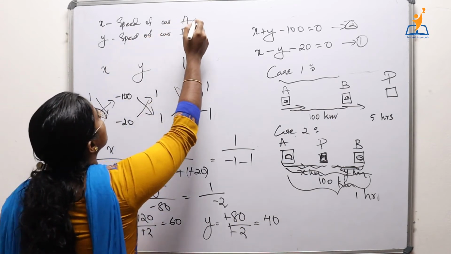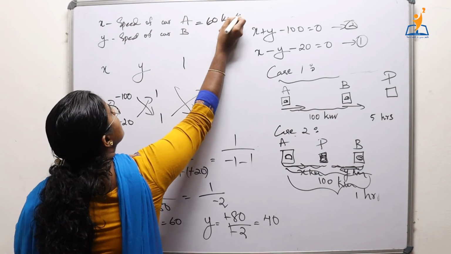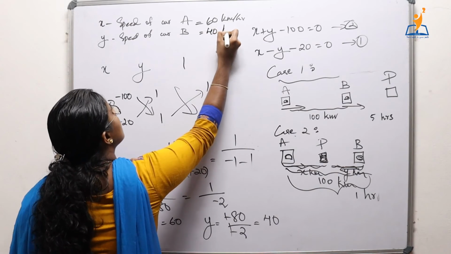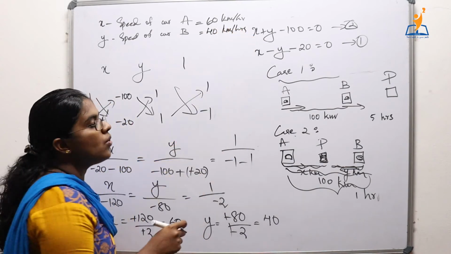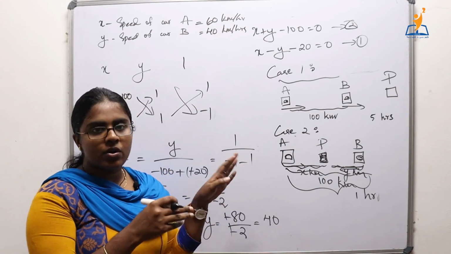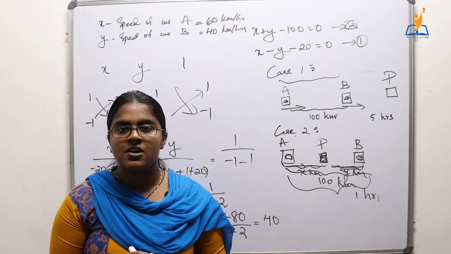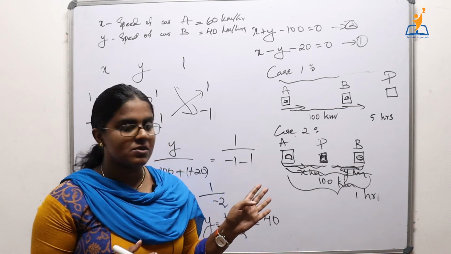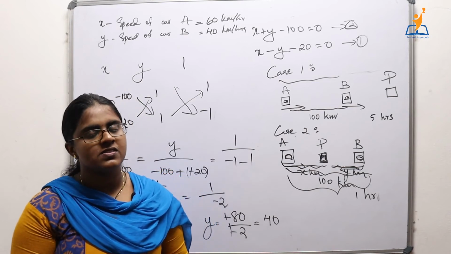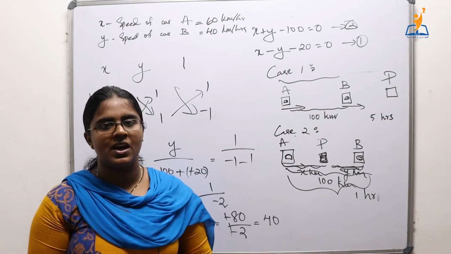What was x? The speed of the car starting from A, that is 60 km per hour, and the speed of the car starting from B is y, that is 40 km per hour. So that was an important question. It is quite complicated to make the pair of linear equations from the given conditions. So do watch the question twice or thrice, make it into your mind, and solve the pair of linear equations using the cross multiplication method. So that's the end of this question. Now we shall move to the next question.